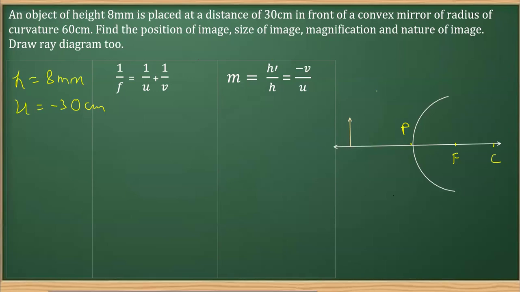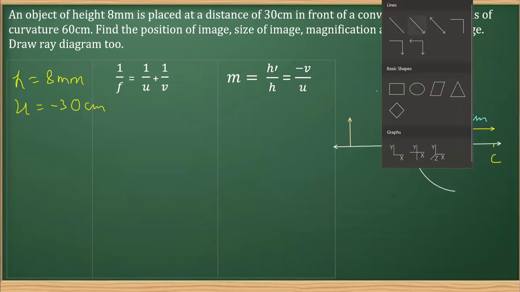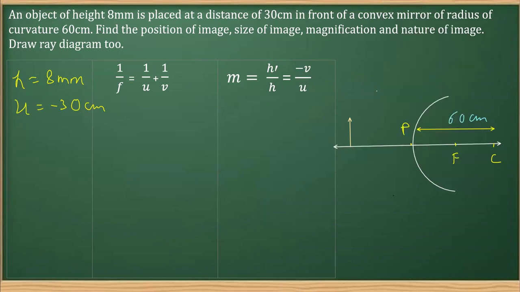Now, what we have is the radius of curvature mentioned here. Radius of curvature is this distance, that is from the pole to the center of curvature. And this is given here. This is 60 centimeter. And we are going to take it positive as it is measured to the right of the pole. Now, for finding the focal length, we should know that the focal length is half the radius of curvature. So we can say that this distance should be half of 60, that is 30 centimeter.